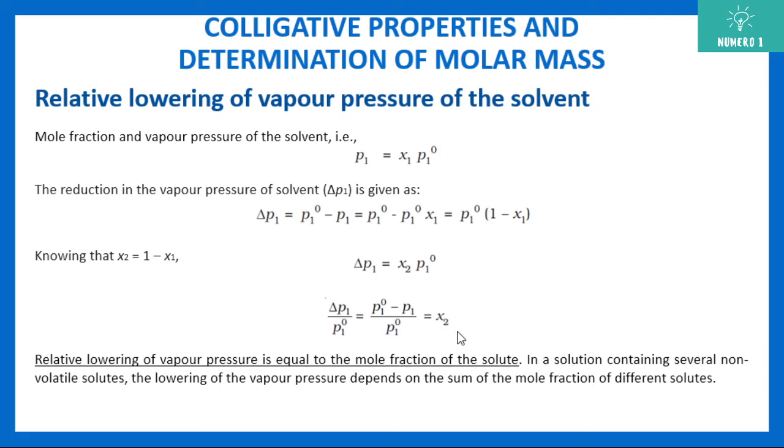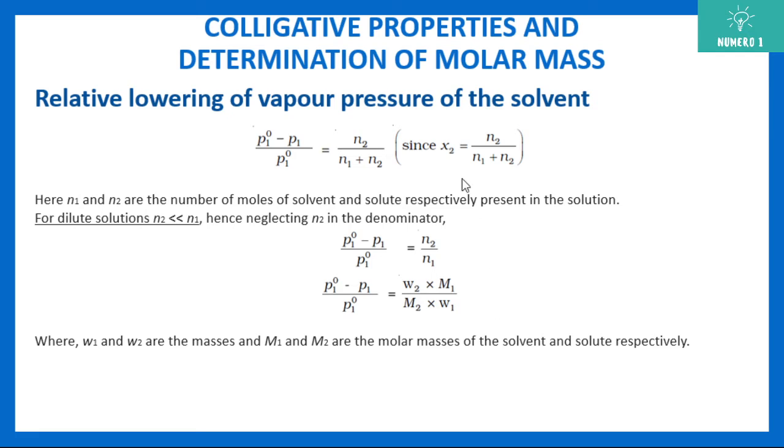Now if there are more than two components, for example 3, 4, 5 components, then this part will be the summation of all the mole fractions of the solute particles. Now here I can write this, because X2 is what? Mole fraction. That means the number of moles of the second component divided by the number of moles of all the components inside. This is the value of X2. Put that in, this is the scenario.